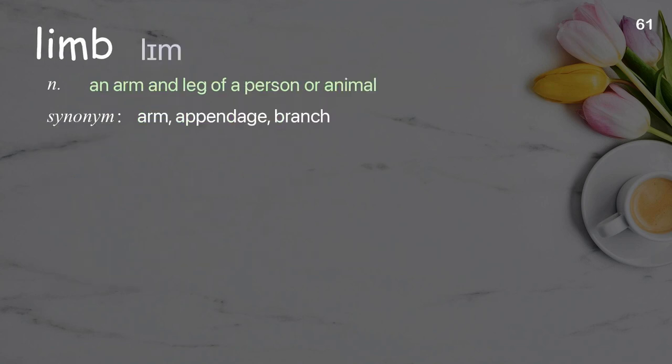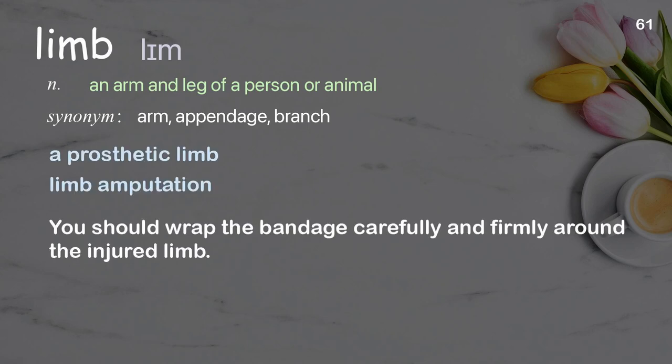Limb: an arm or leg of a person or animal. Examples: a prosthetic limb, limb amputation. You should wrap the bandage carefully and firmly around the injured limb.